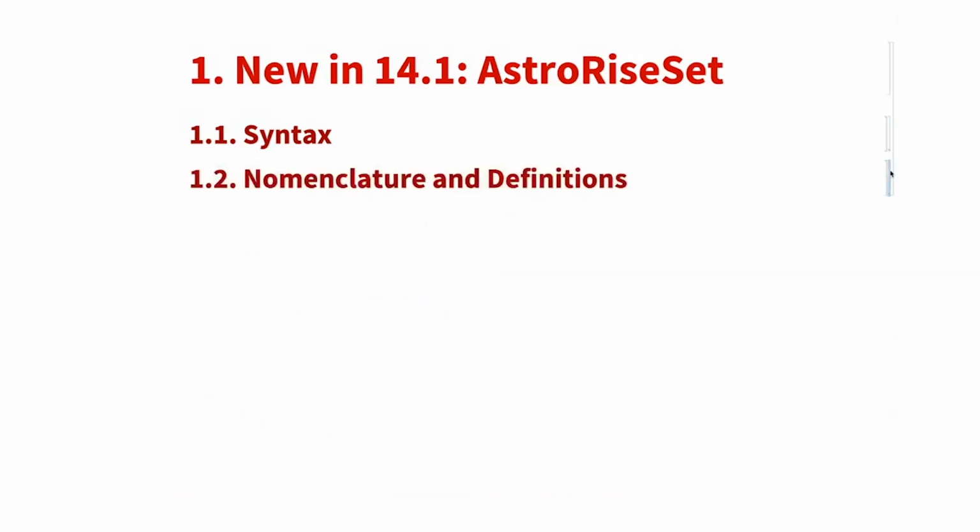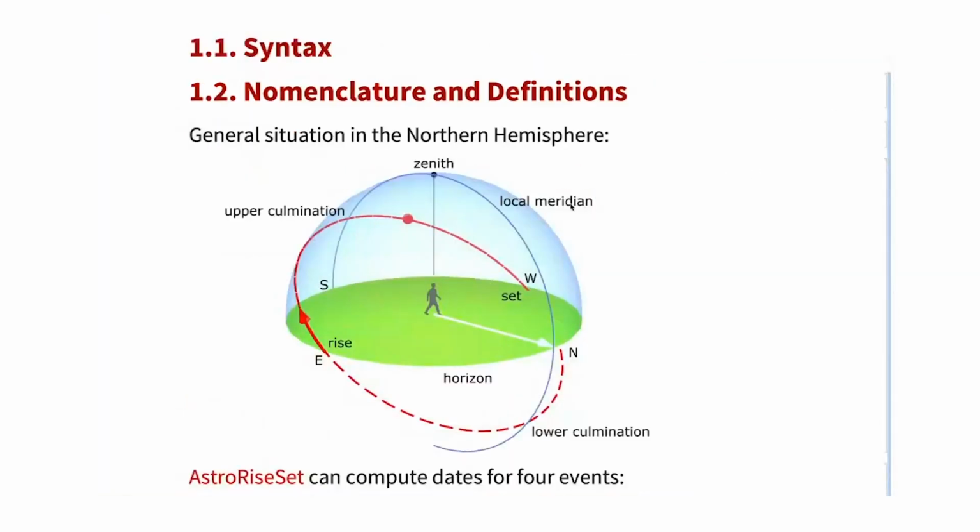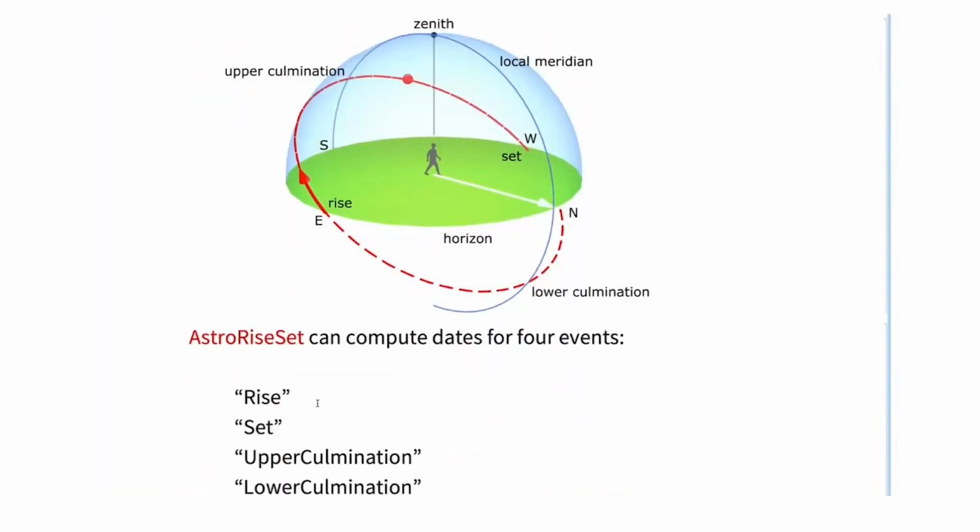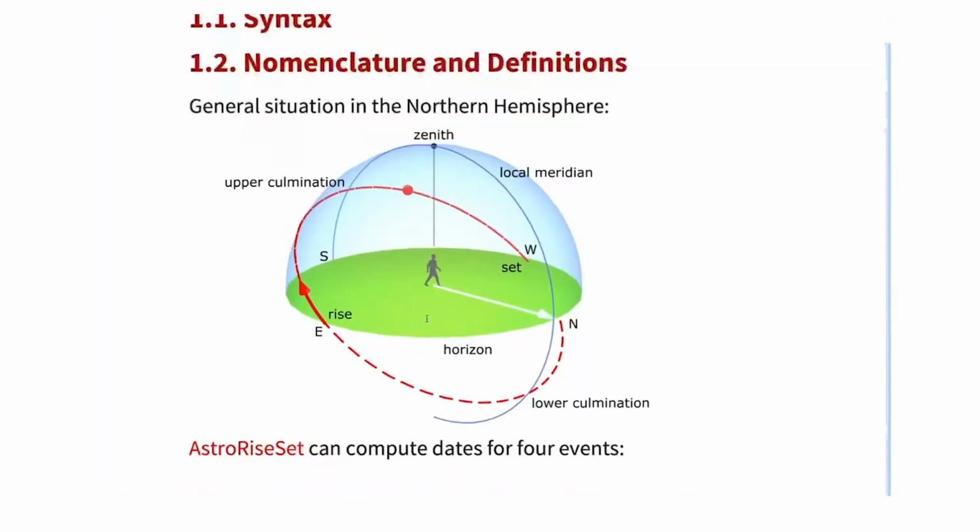So to set the nomenclature, recall that as the Earth rotates, or any other body from which you may be observing, an object like this one rises in the east in the northern hemisphere, then it reaches an upper altitude, what we call the upper culmination, and then it sets in the west. And of course, on the other side, it has a lower culmination. So AstroRiseSet will be able to compute these 4 events.